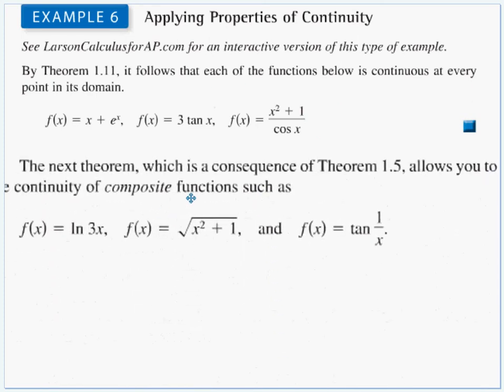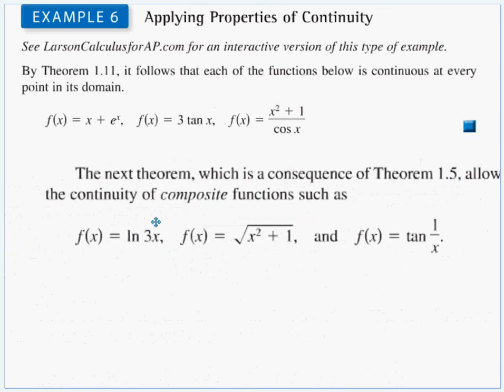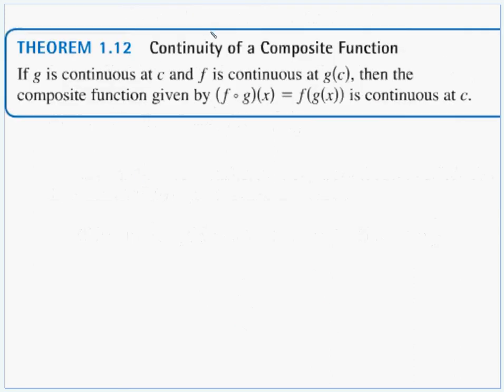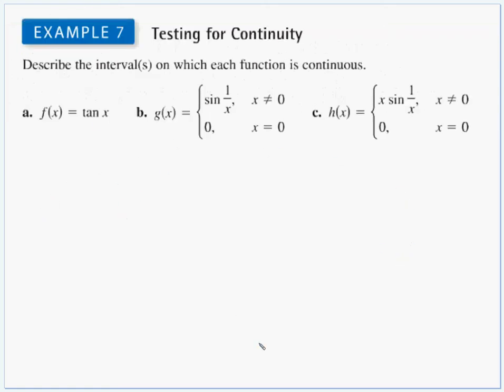This next theorem, which is a consequence of Theorem 1.5, allows us to determine the continuity of composite functions. So here we have the natural log of x, which is continuous, and 3x is continuous, but what about if we compose them? Or we know the root of something is continuous in its domain, and the x squared plus 1 under it is continuous, but if we compose them, is that also continuous? This theorem says if g is continuous at point c and function f is continuous at g of c, then the composite function f of g of x will also be continuous at that point. So one continuous function composed with another continuous function will also be a continuous function.